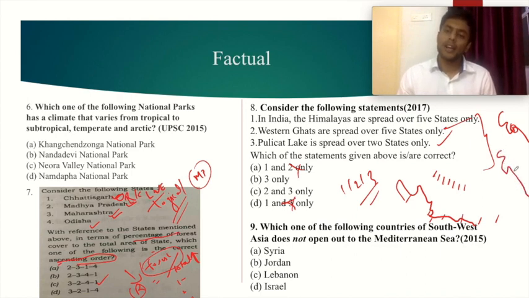Gujarat, then Maharashtra, then Goa, three important states, then Karnataka, then Kerala, then Tamil Nadu. Yeah, it's already six states. So it is the wrong answer. Again, two is the wrong answer. So this is gone. So your answer is three only, right?